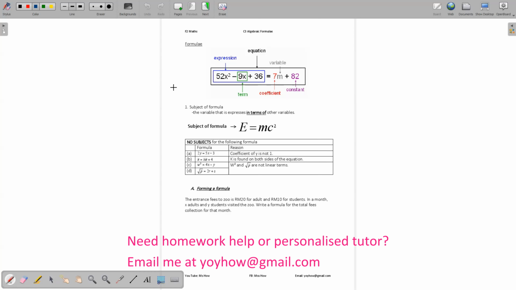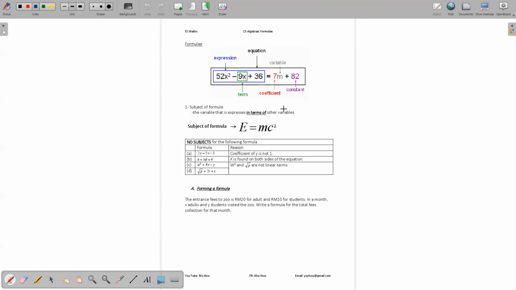All right, so now in the second part of this chapter, we are going to learn what is the subject of formula. The subject of formula is the variable that is expressed in terms of other variables. So let's say I give you one formula, E equals mc squared. So E is your subject of formula. To become a subject of formula, it must have a few criteria. First, the coefficient must be 1. You can see here in front is 1.